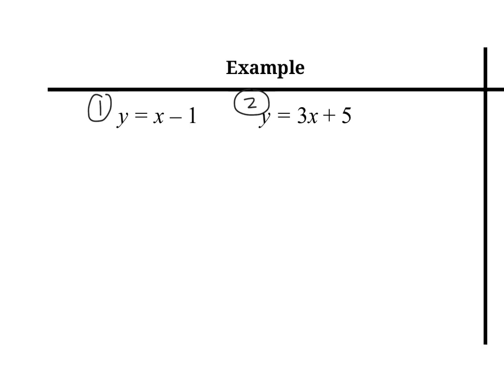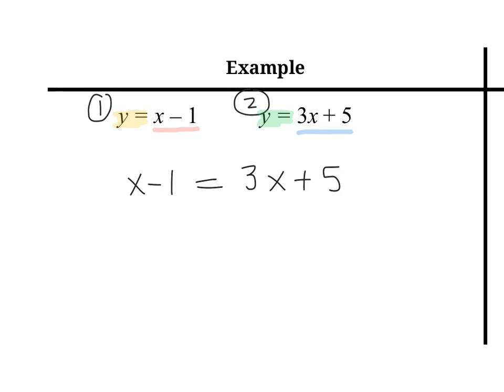So what I notice then is that the first equation is set up with y equals, and the second equation is also set up with y equals. In the first equation, they're telling us that x minus 1 is equal to y, and in the second equation, they're telling us that 3x plus 5 is also equal to y. So both of the equations are equal to y, which means that the equations are essentially equal to each other. So what I can do is take equation number 1, which is x minus 1, and set it equal to my second equation, which is 3x plus 5.